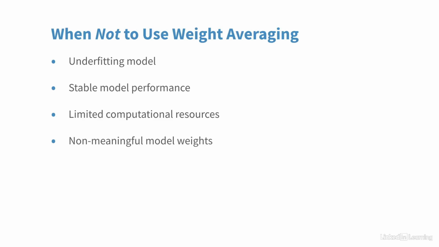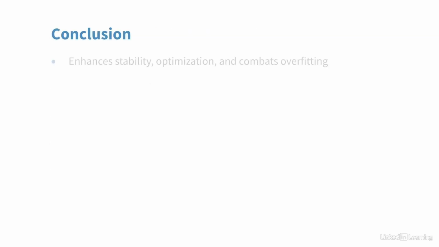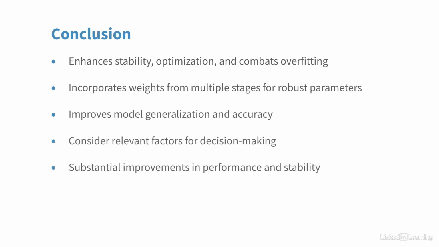with specific significance. Weight averaging might be less effective for shallow models with simpler loss landscapes or when the optimal weights are significantly different across training epochs. Weight averaging is a powerful technique for deep neural networks. It stabilizes performance, prevents overfitting, and improves accuracy on unseen data. However, factors like underfitting, limited resources, especially with respect to memory, and non-meaningful weights must be considered. When used correctly, weight averaging enhances model performance and generalization, making it an invaluable tool for deep learning.